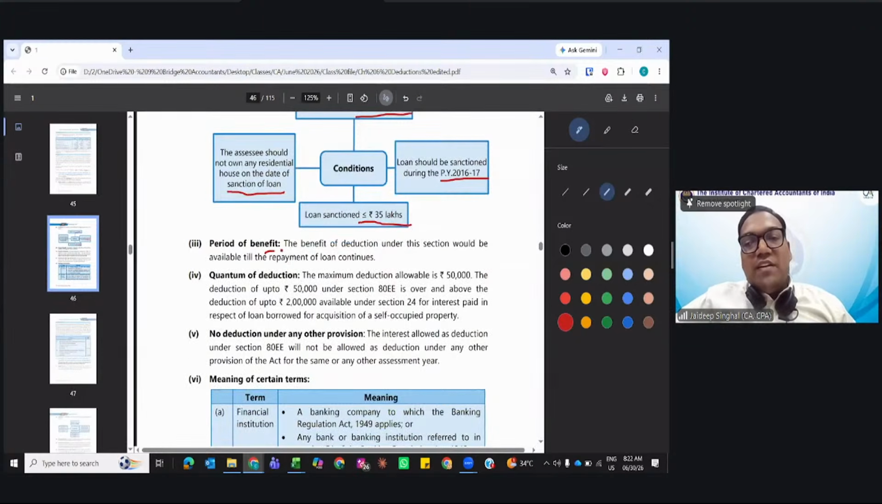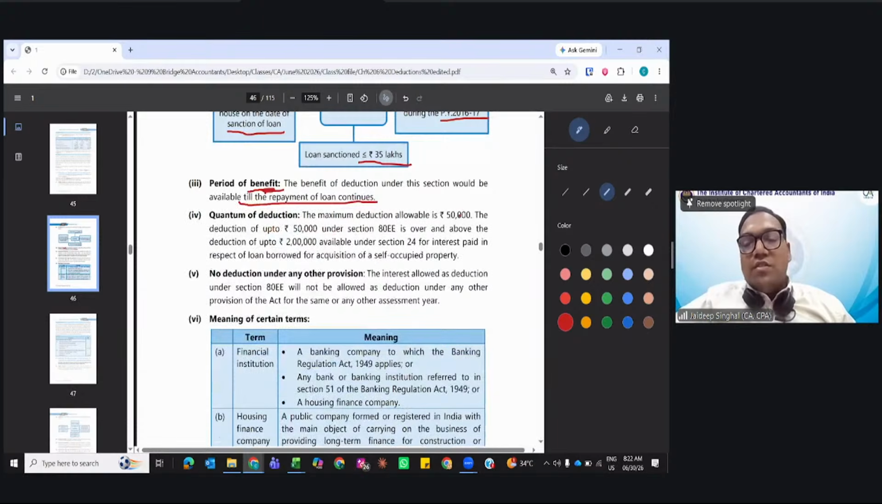Period of benefit. That is the complexity in the deduction chapter. We try to confuse it with the other sections, and that is when the confusion arises. The benefit of deduction under this section would be available as long as the repayment of the loan continues. There is no 8-year limitation.